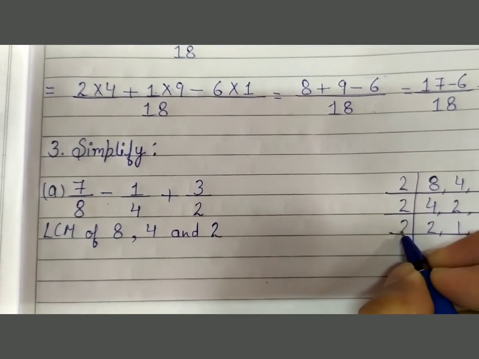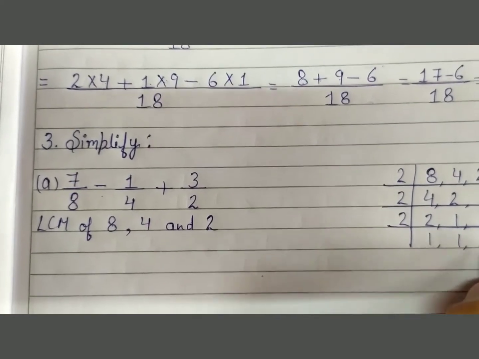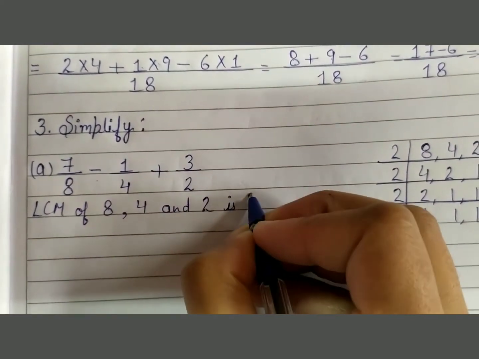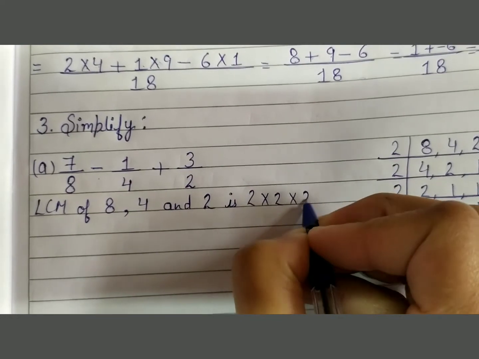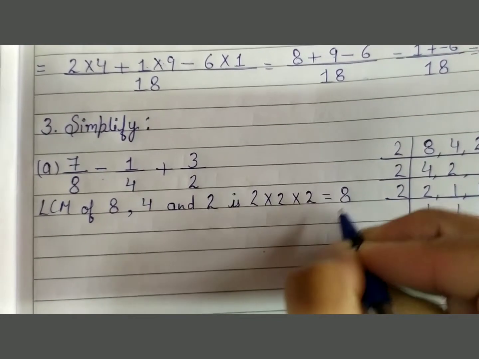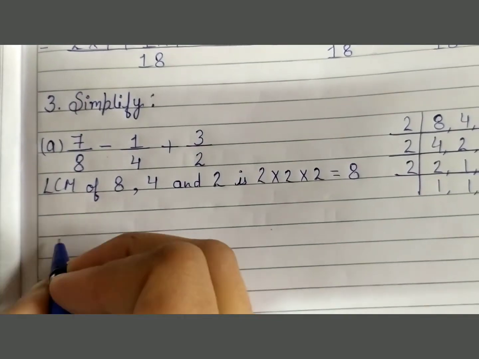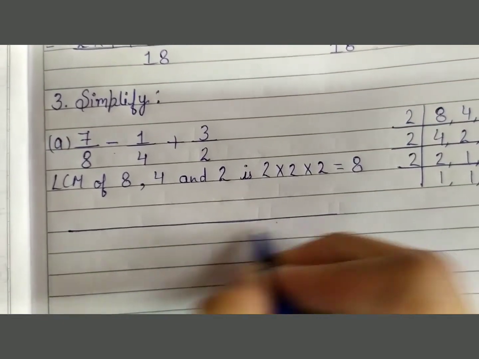Again write 2, 2 1s are 2, 1 as it is, 1 as it is. LCM is 2 multiply 2 multiply 2, that is 8. 8 is a common denominator. Write 8 in the denominator.